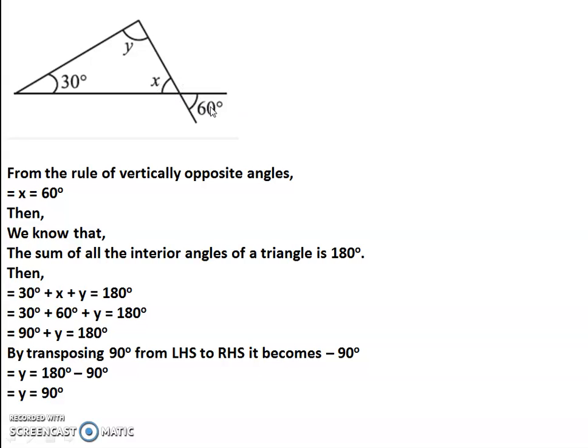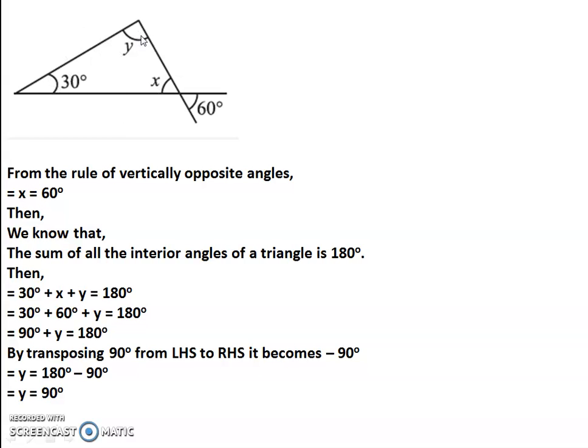So here we use the concept of vertically opposite angles. If this is 60 degree, the angle that lies just opposite to 60 degree will also be 60 degree. So the value of x is 60 degree. From the rule of vertically opposite angles, we can say that x is equal to 60 degree.